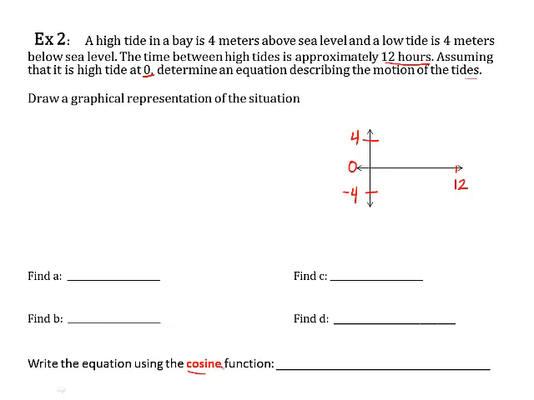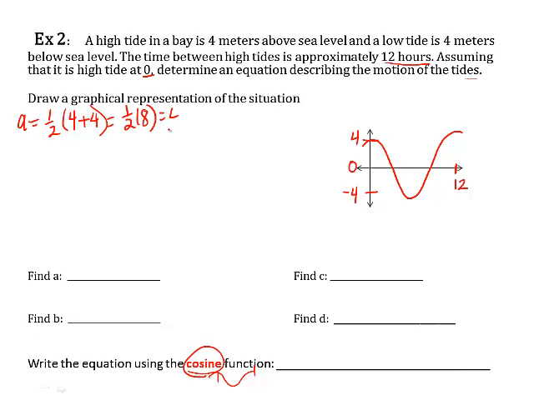Well, what am I looking for? Notice it's a cosine curve, so it's going to look like this. It's going to be peak to peak. Well, if it's at high tide at time 0, this is where my curve is going to start. It's going to come down and come back up. But it takes 12 hours for that to happen, right? So here's my graph. Now I find the values. A is 1/2 the max minus the minimum. So it's 1/2 of 8, which is 4.